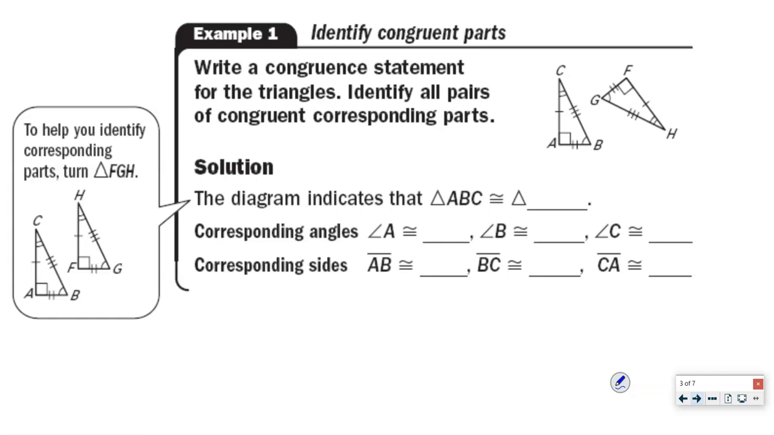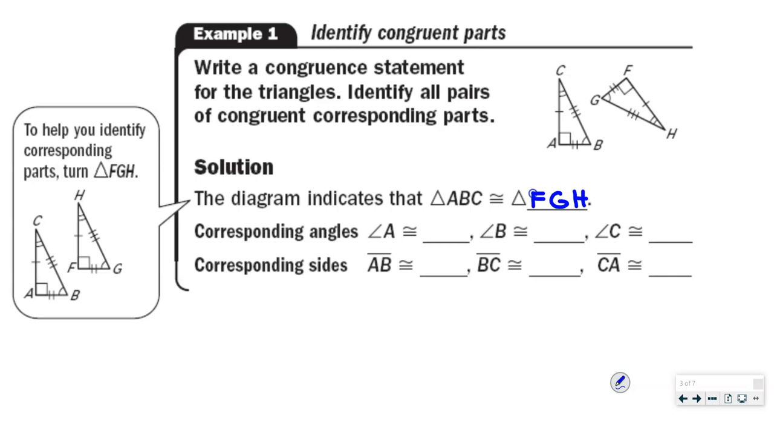So we need to write our congruence statement. In this diagram, it indicates that triangle ABC is congruent to triangle what? And we have to go in the same order. So A corresponds with F, B corresponds with G, and C corresponds with H. So there would be our congruence statement. Triangle ABC congruent to triangle FGH.